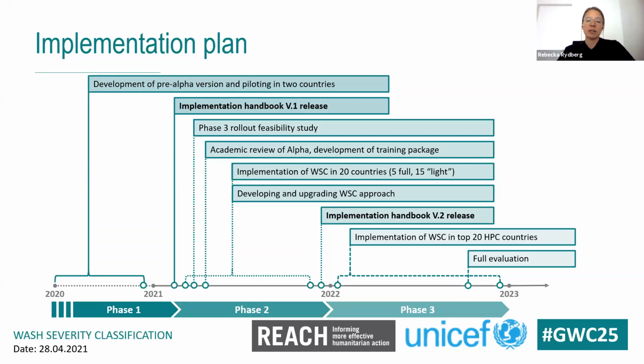This year, we'll also be conducting full implementations in 5 countries. That means a nationwide analysis in country using the joint analysis workshop as described before. And light implementations in 15 countries where the WSC core team is analyzing existing data and using the analysis protocols, but without this in-country analysis workshop. Following these 20 implementations in 2021, we'll improve and upgrade the approach, which will lead to the implementation handbook version 2 that should then be released by the end of this year.